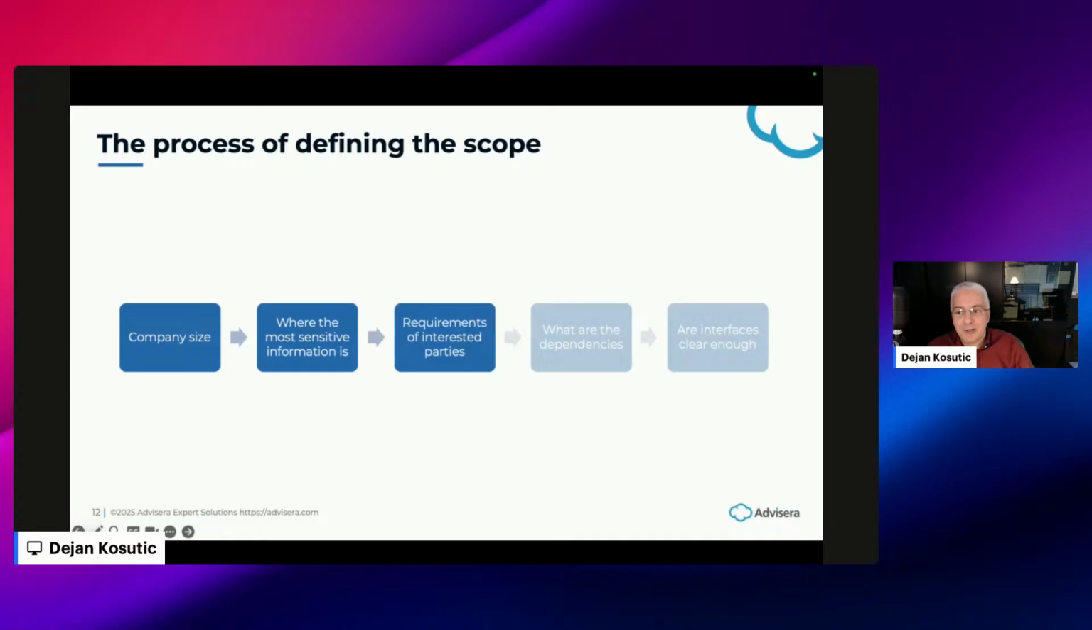Then you have to figure out what the requirements of interested parties are, because they might also influence the scope. Then you identify the dependencies, and then you figure out if the interfaces are clear enough. So these are basically the steps that you have to do to figure out what will and what will not be included in your scope.